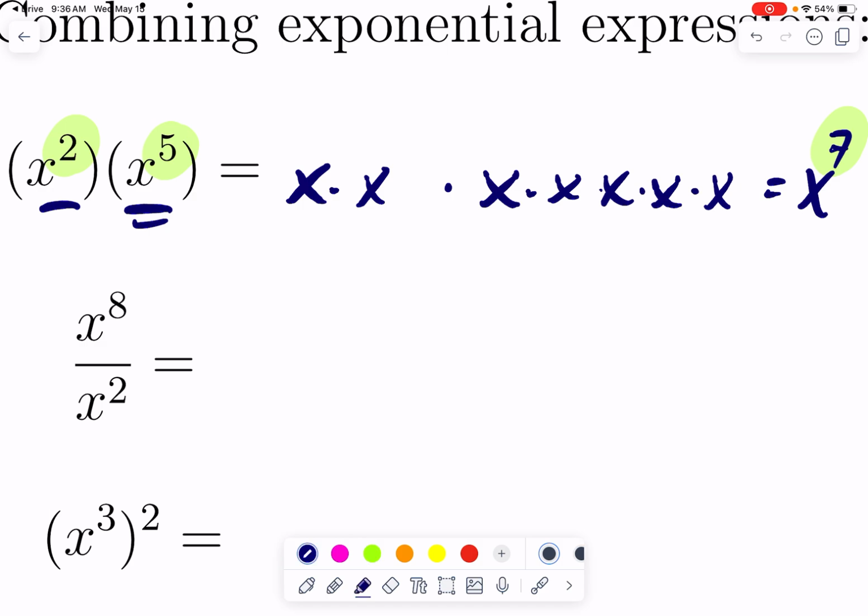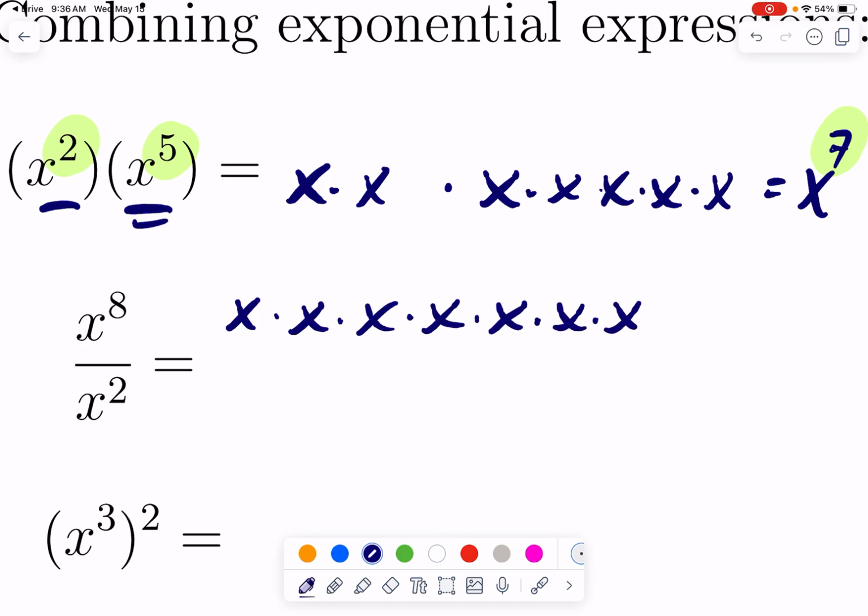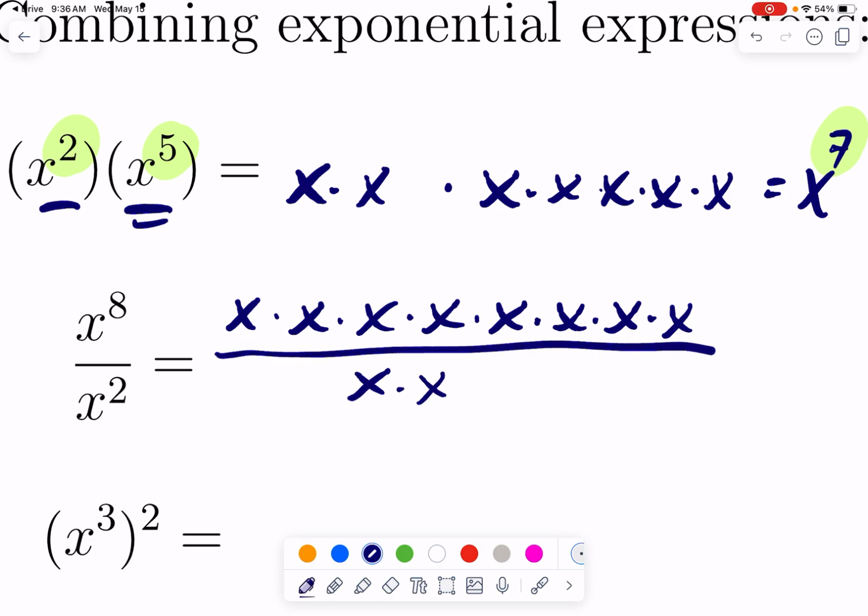Here, when we're dividing, my numerator is x times x times x times x times x times x times x times x. My denominator is x times x. And these two cancel with those two, and I have 6 of them left. Another rule seems to be emerging. Here's an 8, here's a 2. I'm dividing those expressions, but I'm really just subtracting the exponents.